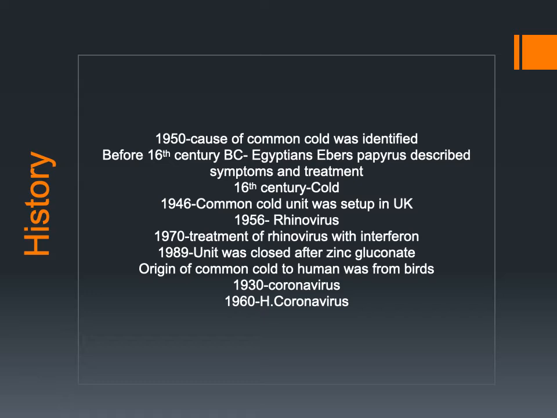And it was done by two great scientists. The next one, related to the common cold, is the first unit which was started in 1946 in the UK, a place where a lot of researchers related to the common cold started working. And in 1950 they were able to find out that the rhinovirus is the most prominent virus causing this cold.